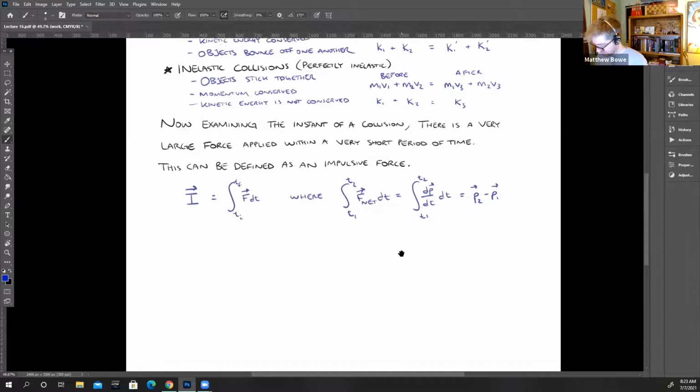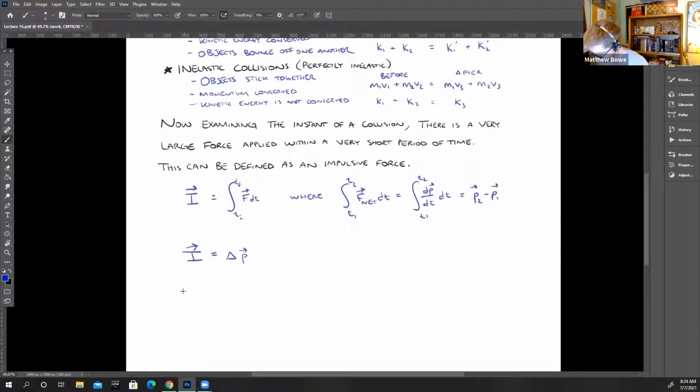So this means that the impulsive force is just the change in momentum of one object. This can be a baseball hitting a baseball bat. The baseball will have its own mass, and its velocity changes very quickly, going from positive to negative.